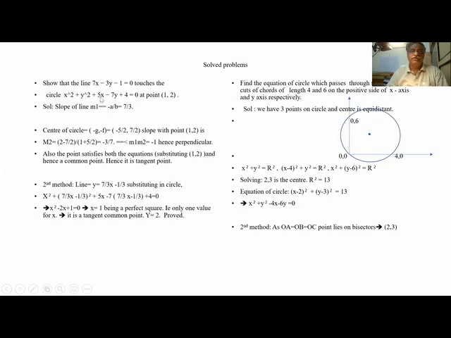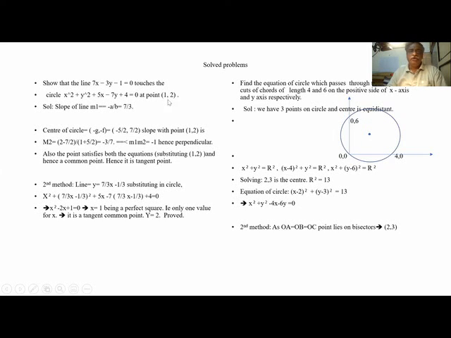The center of the circle is (minus g, minus f), so minus g is minus 5 by 2 and minus f is 7 by 2. So what is the slope between this center and the point (1, 2)? The slope is minus 3 by 7. That means this one is 7 by 3 and this is minus 3 by 7. The slopes are perpendicular to each other.